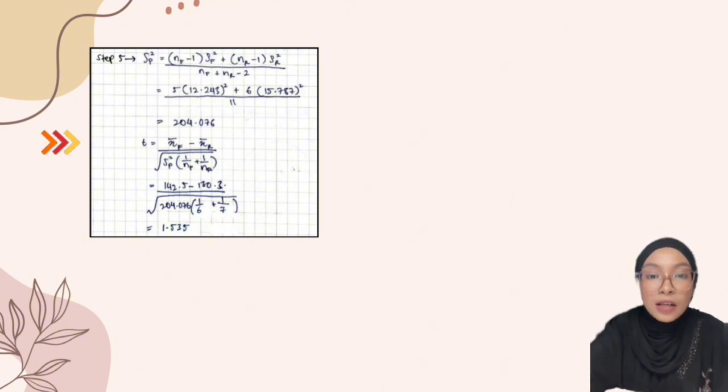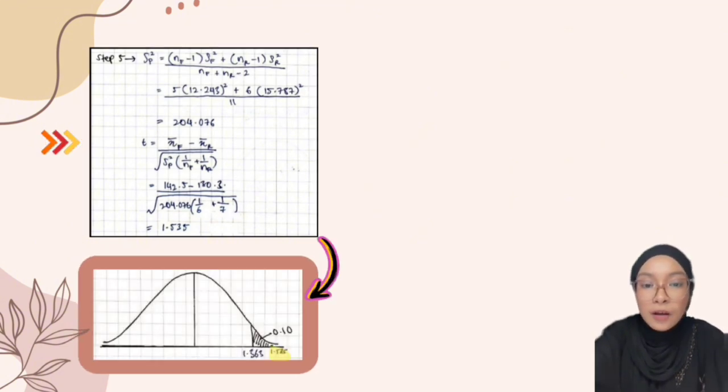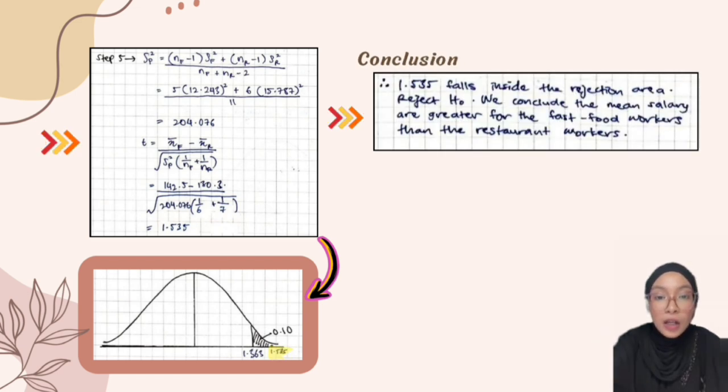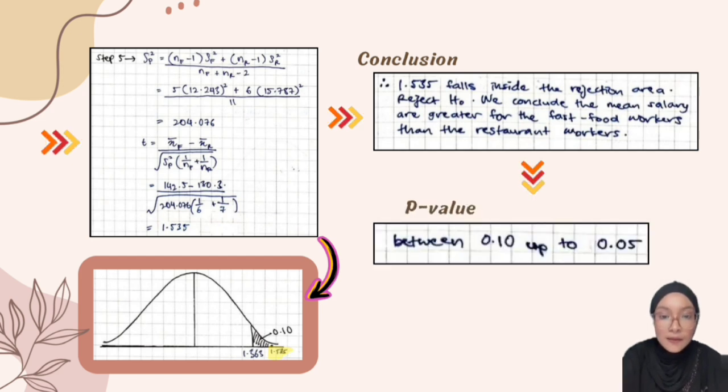After that, use the pooled standard deviation in the formula, which is x bar for food minus x bar for restaurant, divided by the square root of the pooled sample variance times 1 per nf plus 1 per nr, and we get 1.535. When we look back at the graph, we find that 1.535 is greater than 1.363. With that, we conclude that 1.535 falls inside the rejection area and we reject H null. So the mean salary is greater for the fast food workers than restaurant workers. The p-value for this question is between 0.10 and 0.05.